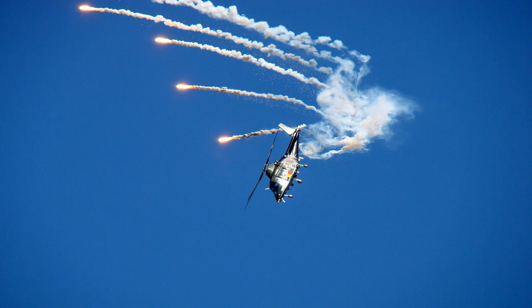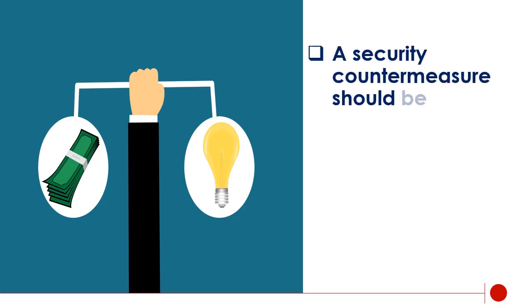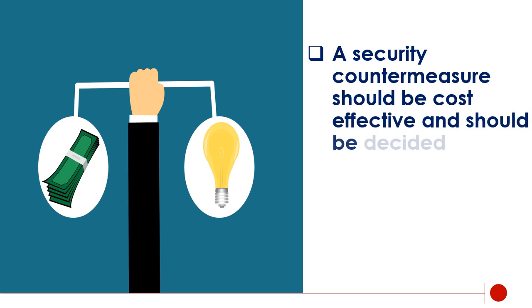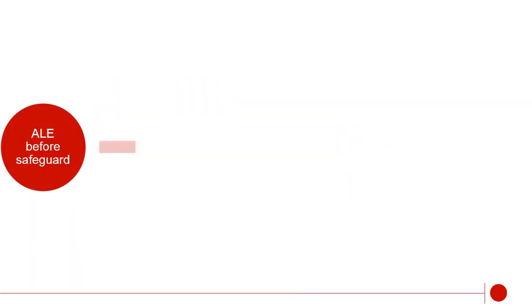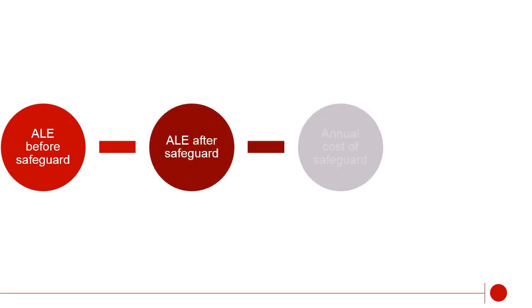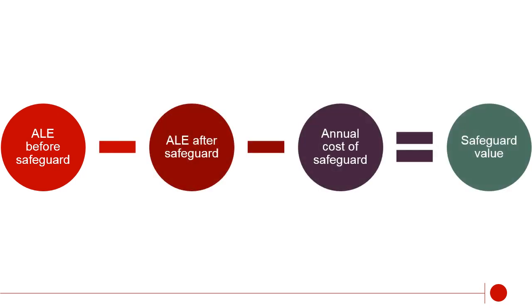Countermeasure selection. A security countermeasure should be cost-effective and should be decided based on some cost-benefit analysis. A commonly used cost-benefit calculation for a given safeguard is: ALE before countermeasure - ALE after countermeasure - cost of countermeasure = value of countermeasure to the organization.